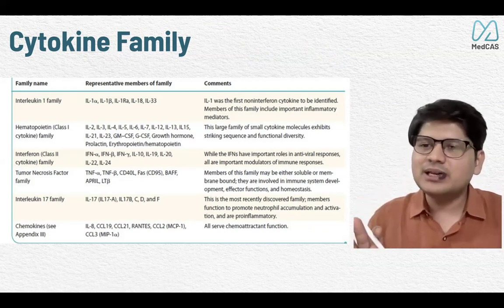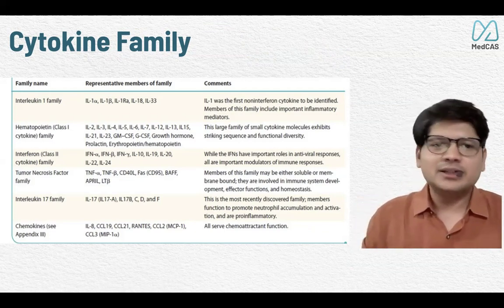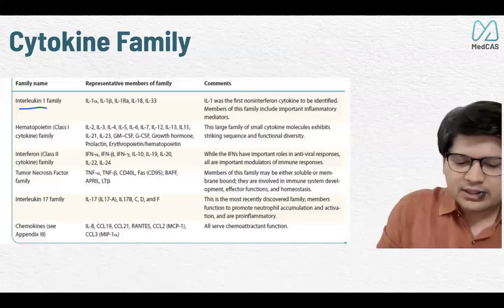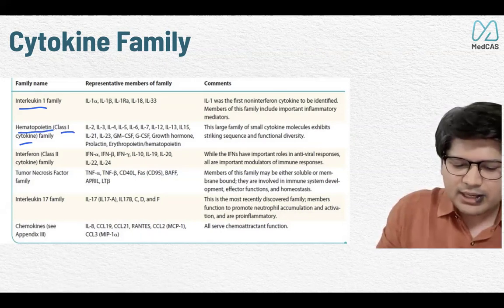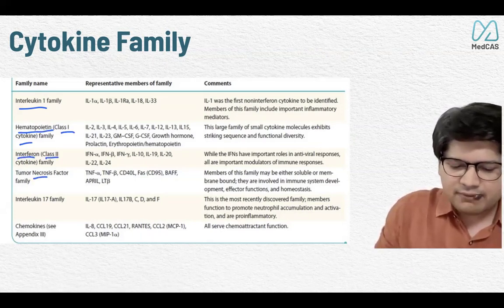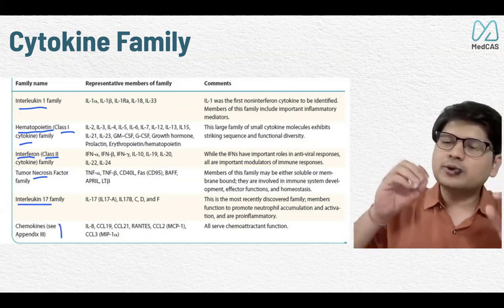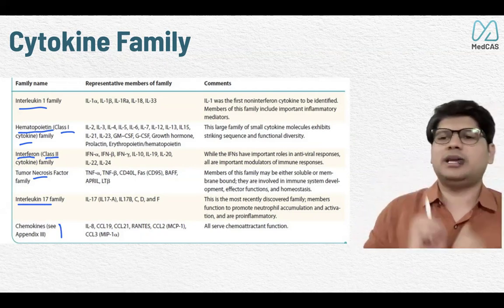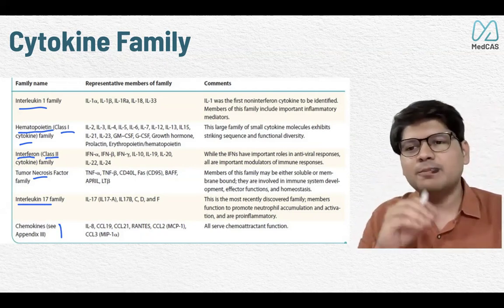There are certain cytokine families for MCQs. One family is interleukin 1. Then there is the class 1 cytokine family, the hematopoietin family. Class 2 family is the interferon family. Then there is the TNF family, the interleukin 17 family, and then there are chemokines. So chemokines are part of cytokines.